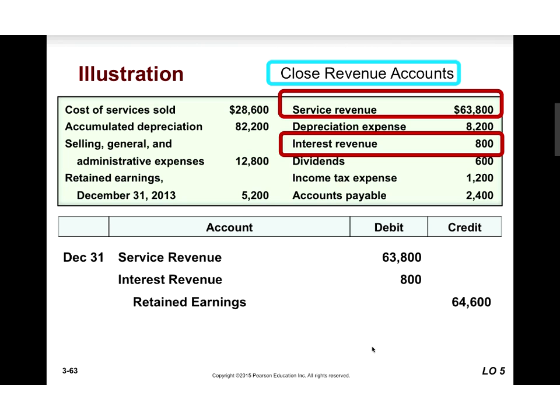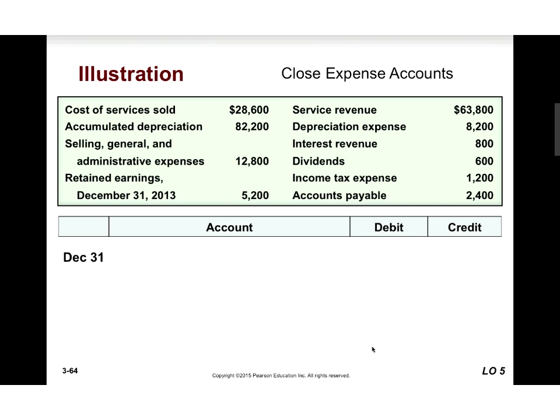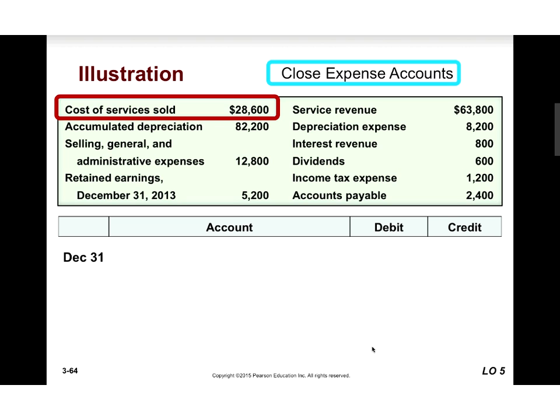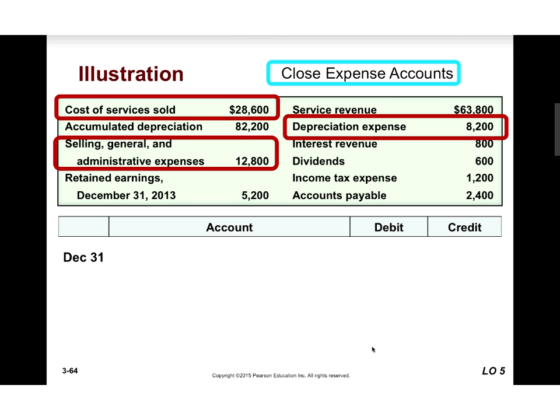Okay, next closing entry. So that was closing revenues. So our next one is to close expenses. So we'll close expense accounts, and what we need to do there is identify all our expenses. Cost of goods sold, cost of services sold is an expense. Selling, general, and administrative expenses, depreciation expense, income tax expense. So those are the expenses that are given, and we need to close those.